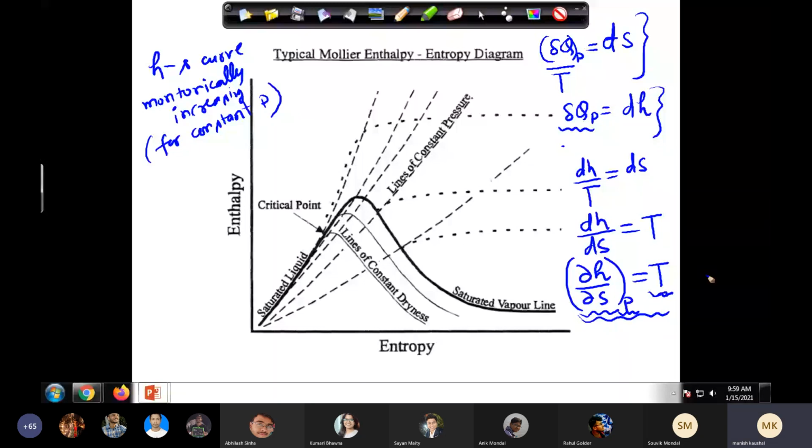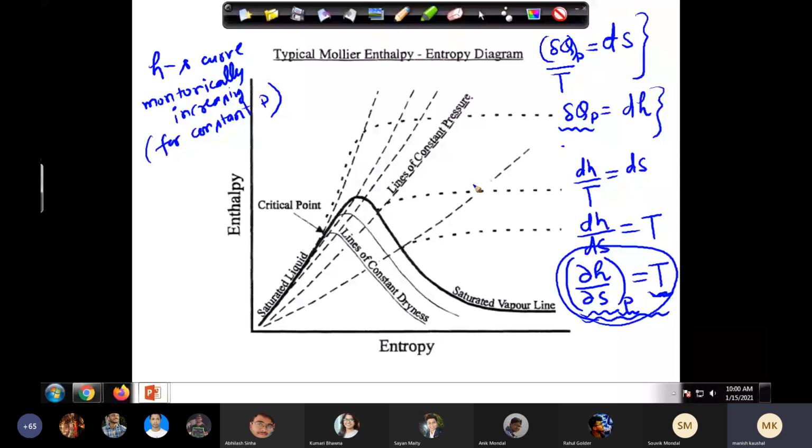So in that sense, we can say that what we said, yeah, that we will always get an increasing graph. Fine. So that's why all these HS curves are increasing.